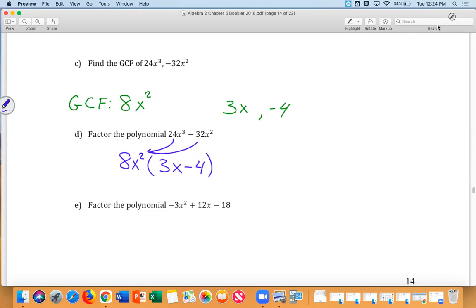And I can always check my answer. How do you know? Well, 8 times 3 is 24. X squared times x is x cubed. I'm good on the first part. 8 times negative 4 is negative 32. X squared times nothing is just x squared there. So I can always check my answer.